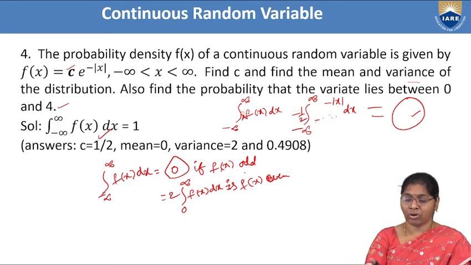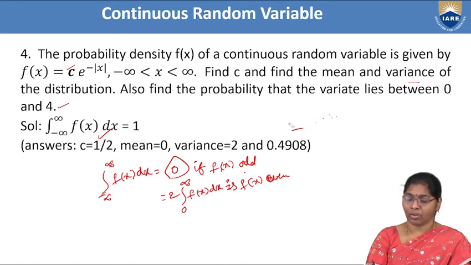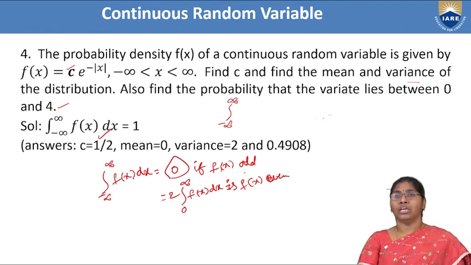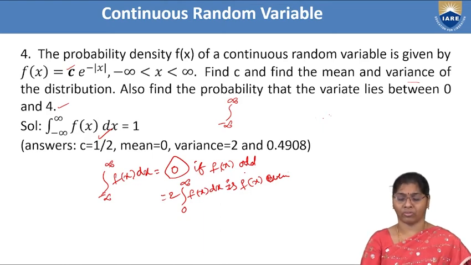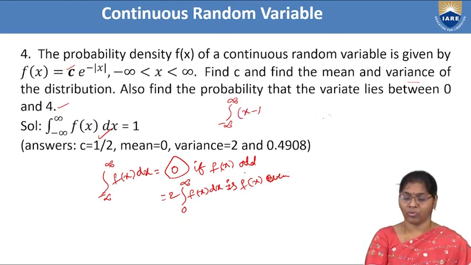Similarly, I am getting variance also. We are solving that also by using this formula, integral minus infinity to infinity. What about the variance formula? V of x equal to E of x square minus E of x whole square. In this continuous random variable, we are also using integral minus infinity to infinity x minus mu whole square into f of x dx.